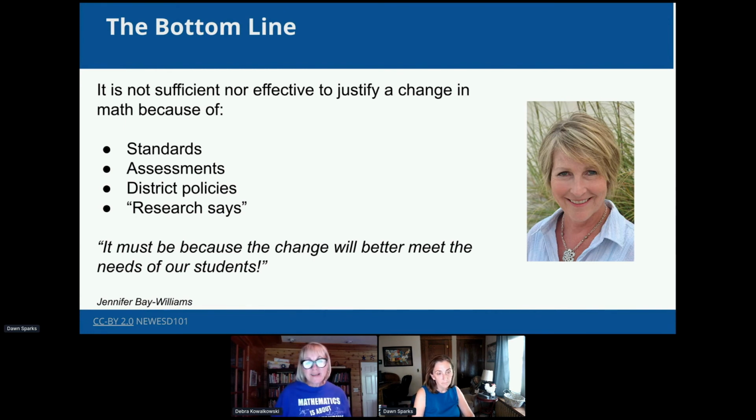the best and the only reason to really change and teach math facts more effectively is because it better meets the needs of our students. And we all know that in our hearts, okay? And when we're changing for that reason, it will take care of standards and it will take care of assessments because that'll be embedded. And it will address district policy because district policy in some way, shape, or form wants student growth and they want kids to be successful. And then there is research, but it shouldn't be solely based on research.